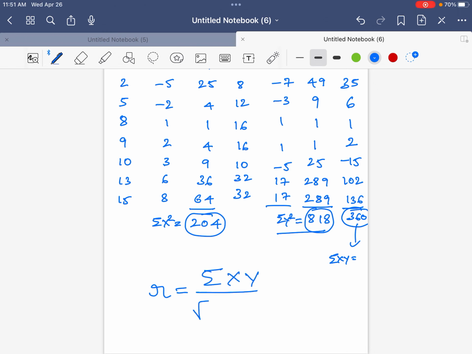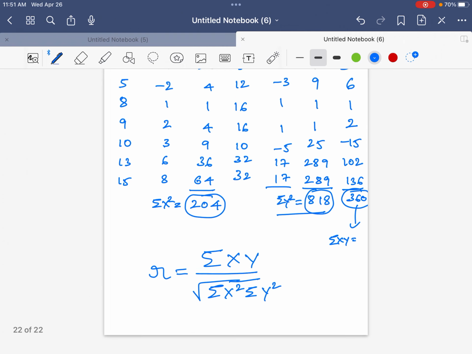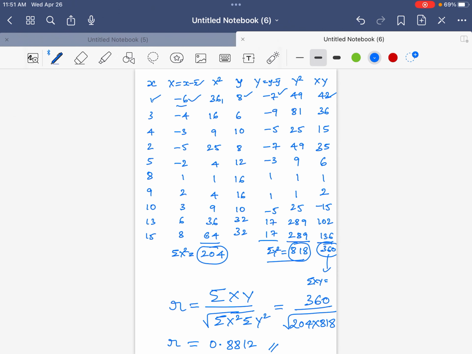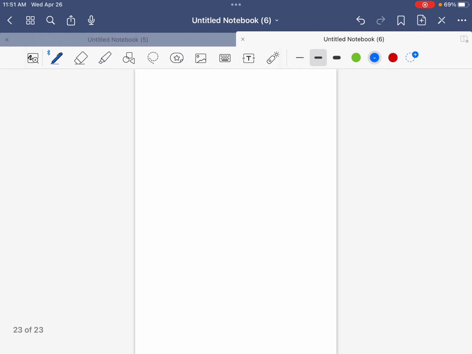It is given by summation xy divided by the square root of summation x square multiplied by summation y square, which is equal to summation xy, which we got as 360, divided by the square root of 204 multiplied by 818. Simplification of this gives you 0.8812. This is the correlation coefficient, and remember, the correlation coefficient should always lie between -1 and 1.